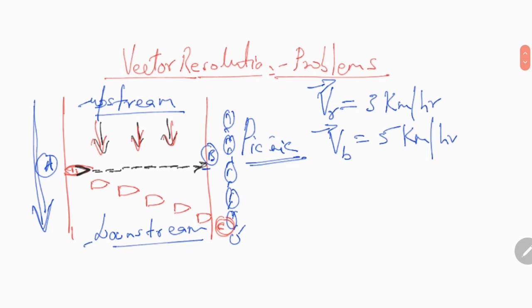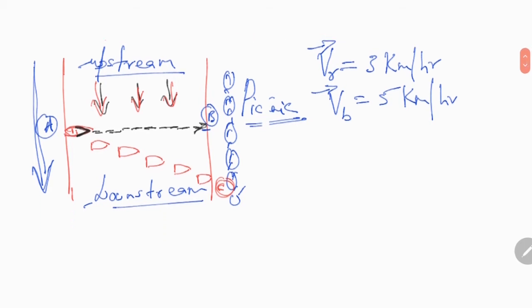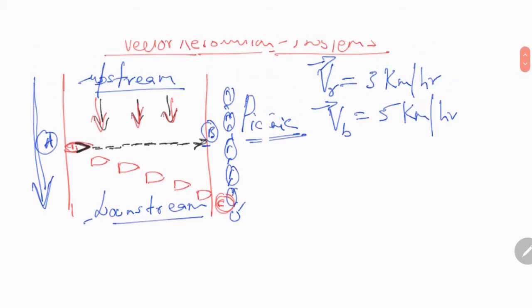The answer lies in the fact that you will have to steer the boat in a direction which is in this direction. You will steer the boat somewhere in this direction. If you steer the boat in this direction, you will ultimately end up at B.